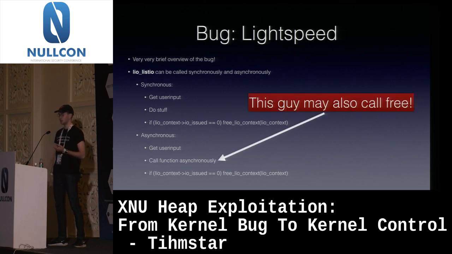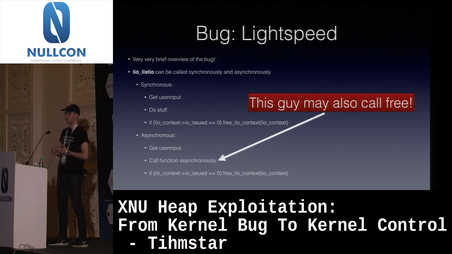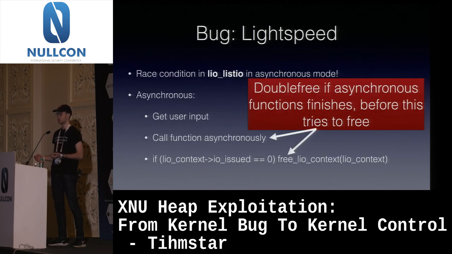So the issue here is that the asynchronous function might call free, and if that happens, then we have a double free, because the asynchronous function frees it, and this function frees it as well if the condition is satisfied.